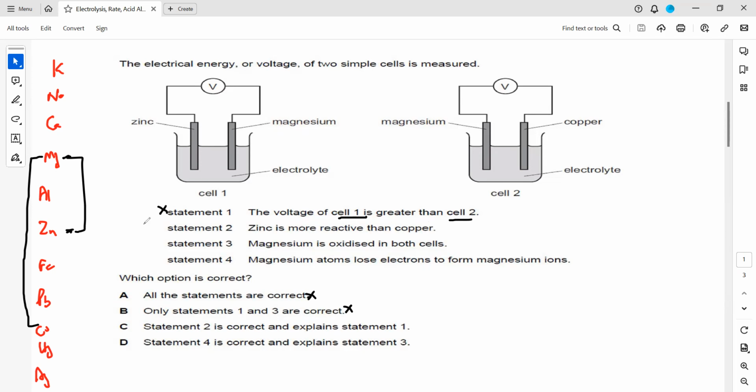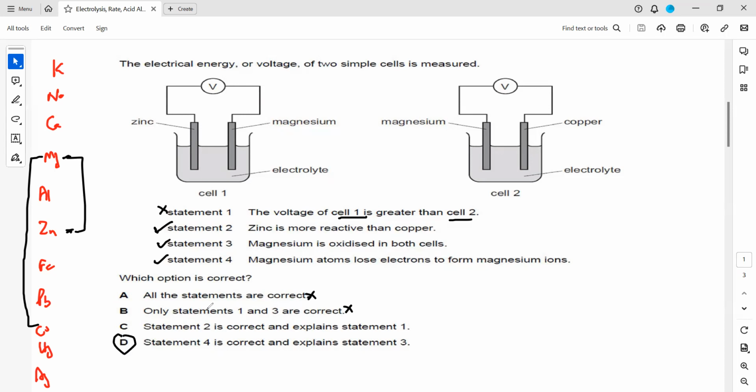So zinc is more reactive than copper, that is correct. Magnesium is oxidized in both cells. Oxidized means the more reactive metal always oxidizes, like loses electrons easily. So this is also correct. And the magnesium atom loses electrons, that's also correct. So statement 4 is correct and explains statement 3, because when magnesium is oxidized, oxidation is a loss of electrons. So statements 3 and 4 are the correct statements.